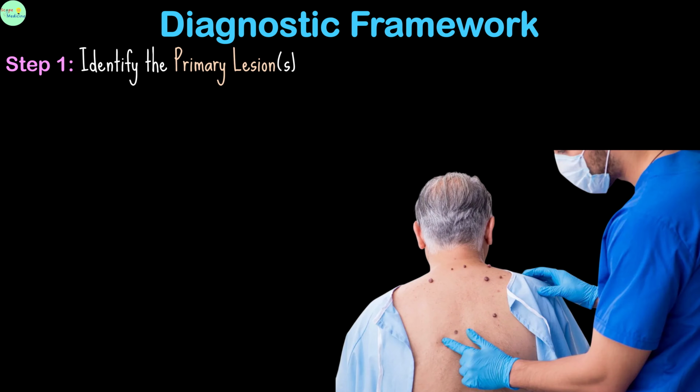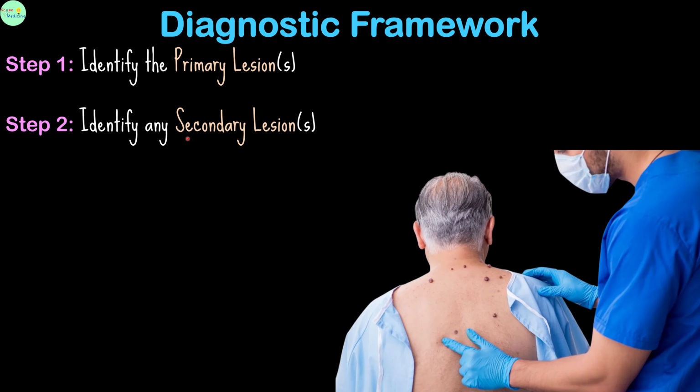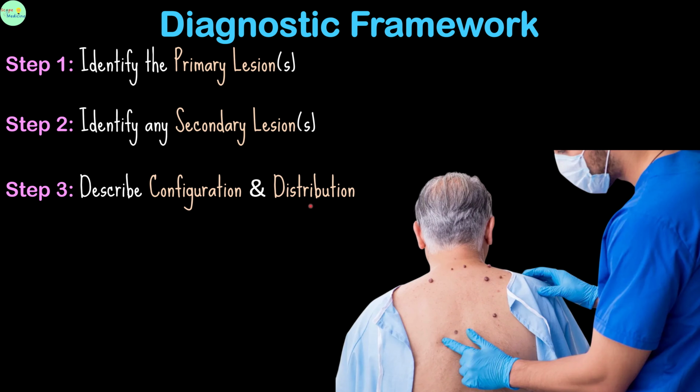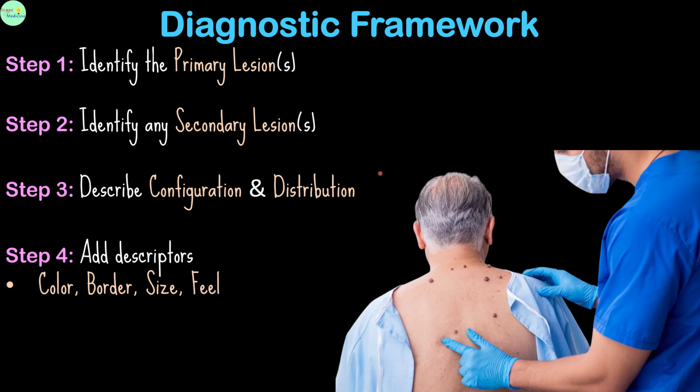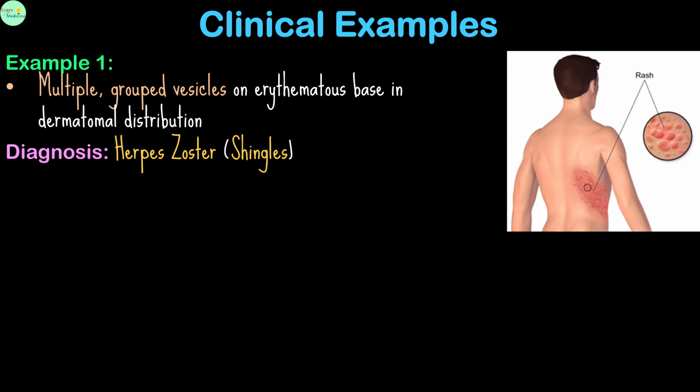To put this all together into a diagnostic framework, follow these steps. Step 1 is to identify the primary lesion or lesions present. Step 2 is to identify any secondary lesions that have developed. Step 3 is to describe the configuration and distribution of the lesions. Step 4 is to add other important descriptors like color, border definition, size, and how they feel to palpation.